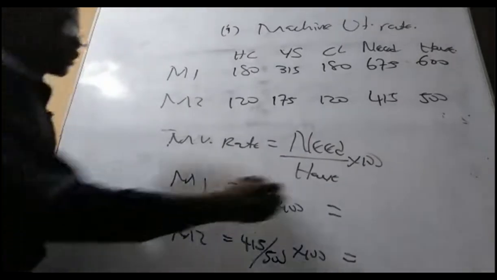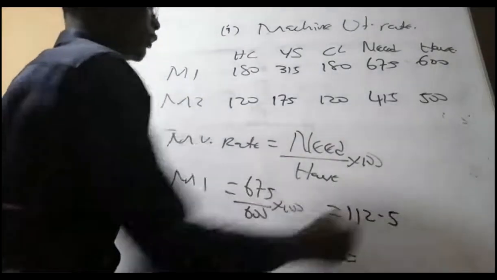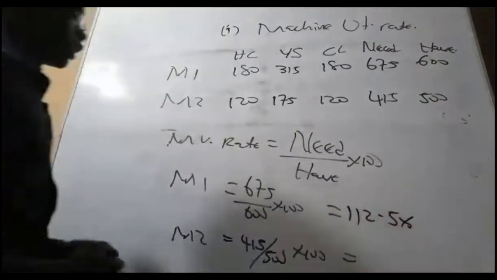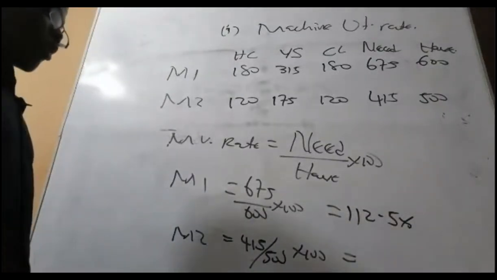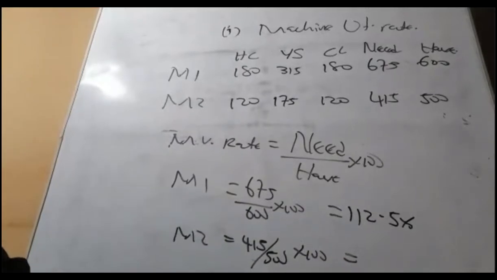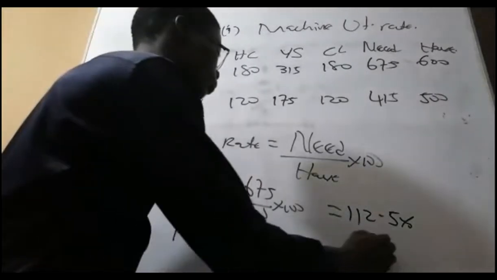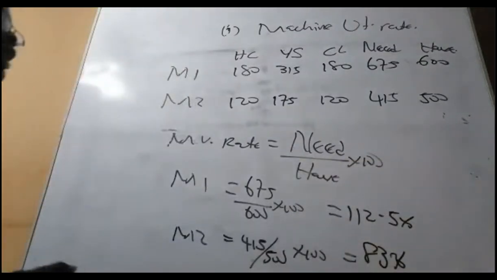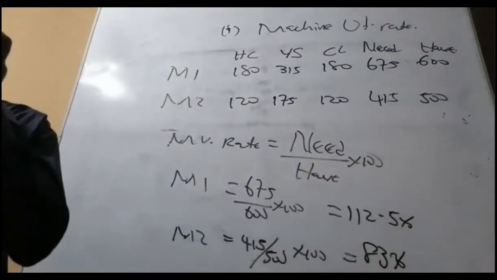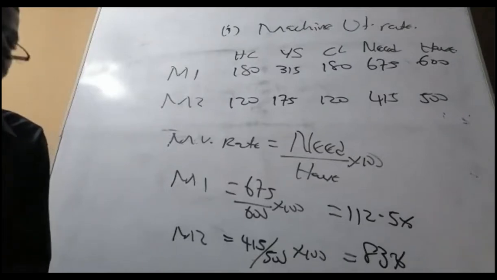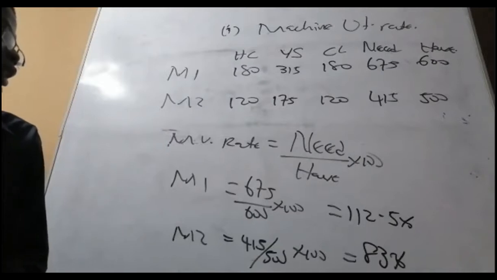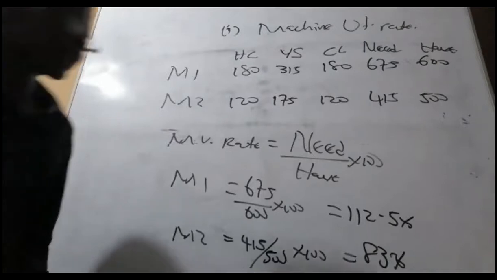So machine type 1 is 112.5%. Then machine type 2 will be 415 over 500 times 100, that's 83%, right? Now, which of these machines is the bottleneck? Great. So that is machine 1. Machine type 1 is a bottleneck.